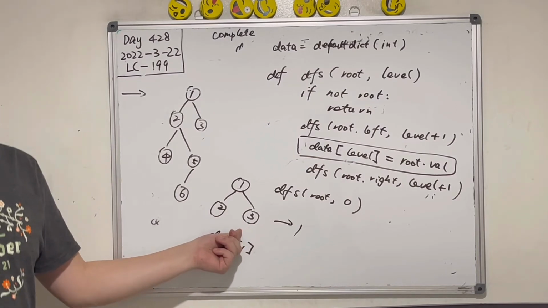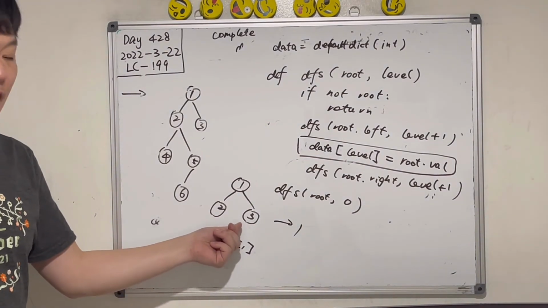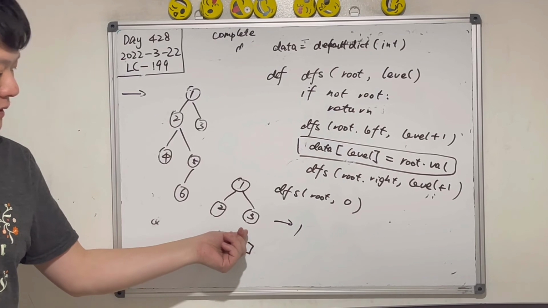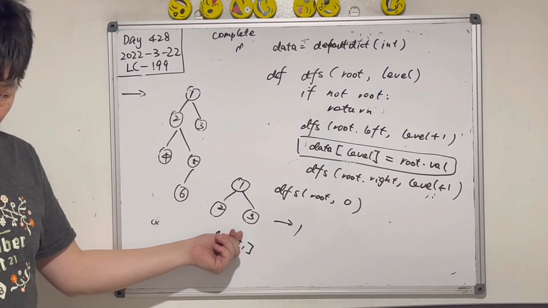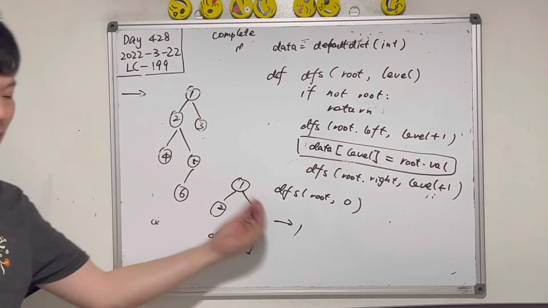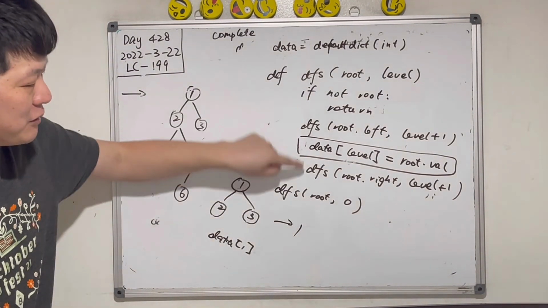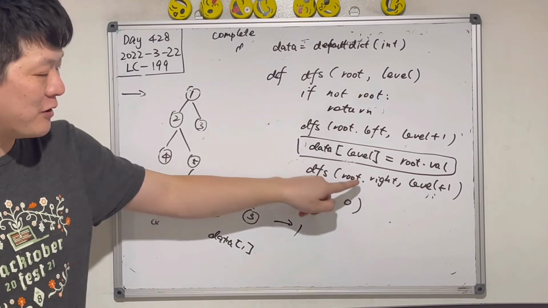So what does it mean? It means the last node visited will be updated, will be used as the right side view, right? If we want to do the opposite, we need to swap these two. We visit the right tree first, and then we visit the left tree.